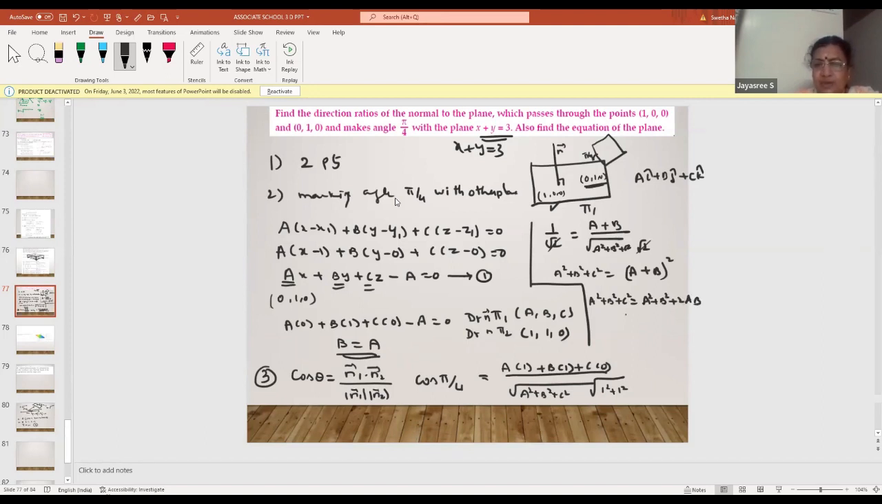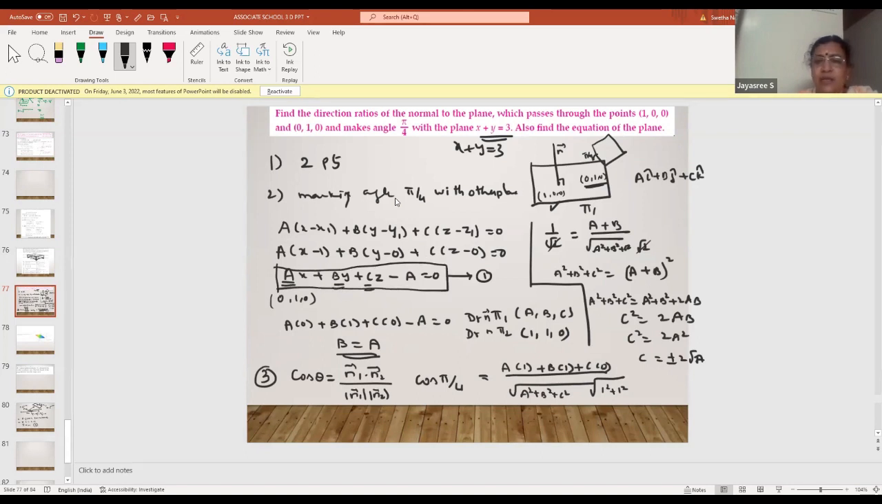Now simplification: c square equals 2ab, but a and b are equal. So c square is equal to 2a square, so c is equal to plus or minus 2 root a. After I get c, I go back to this equation and write all the values.